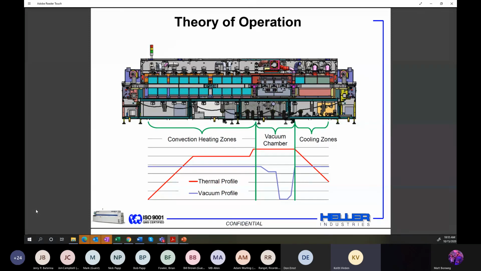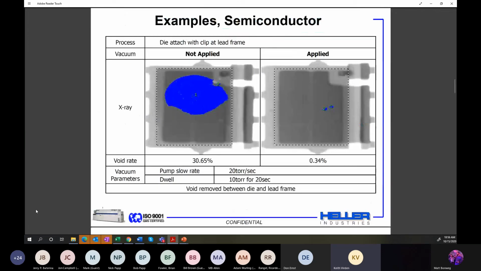And then this profile here, it's not really flat. We're just showing basically time above liquidus here. So you'll still get the profile shape that you need. You can go to the next one, Matt. This is the one that I was just talking about. So you can see that with standard reflow, there was a 30% void, and then after reflow, it was less than 0.5%. You can go to the next one.